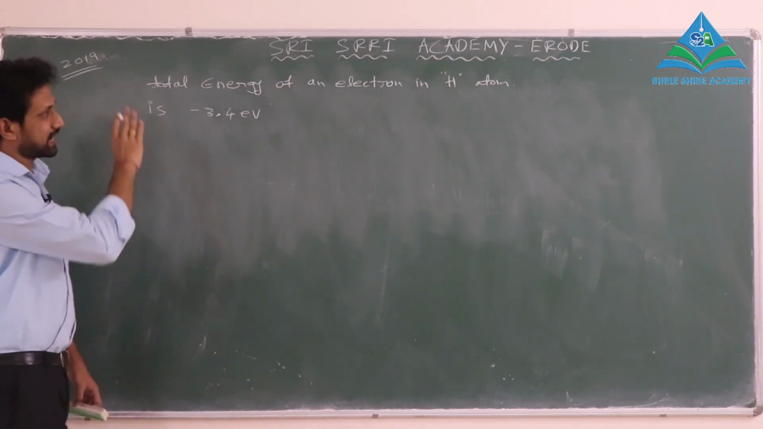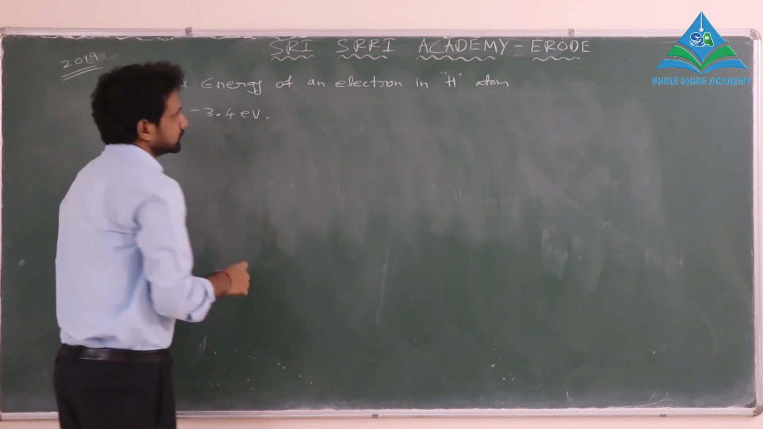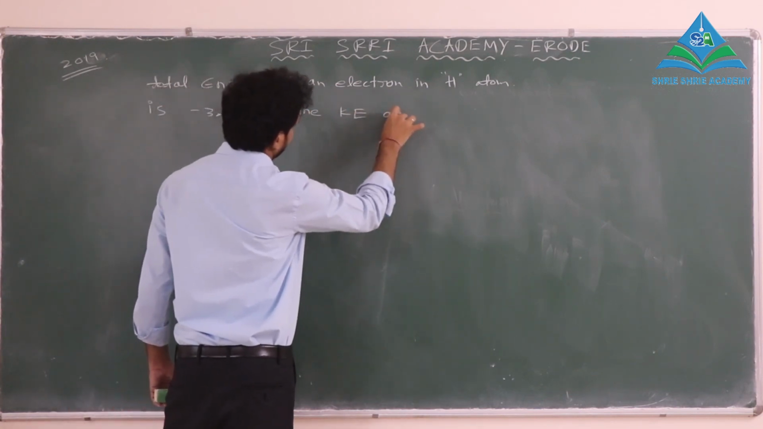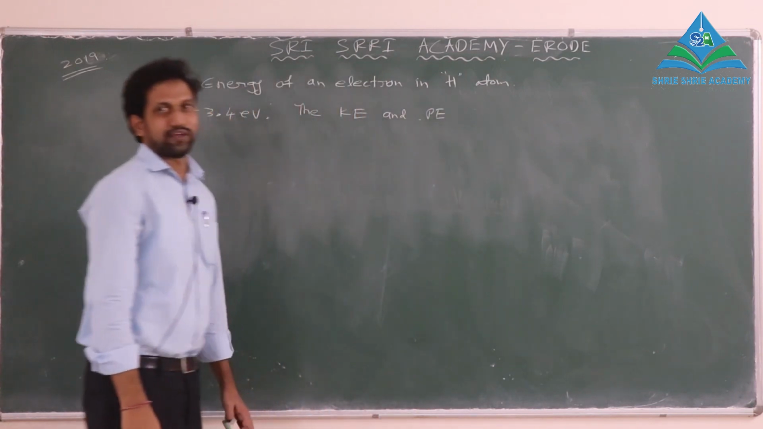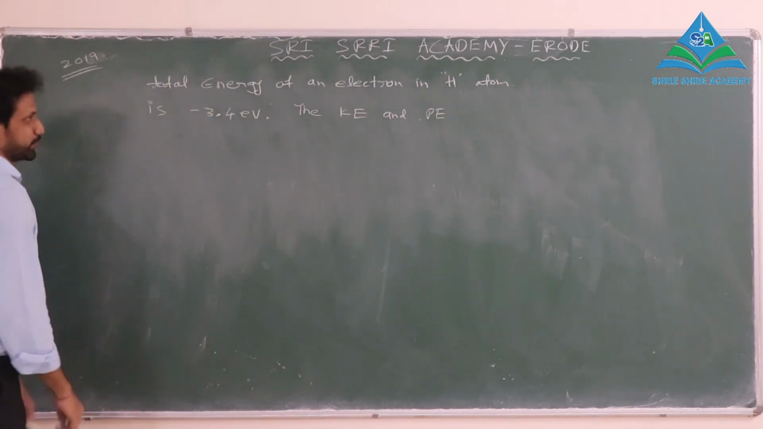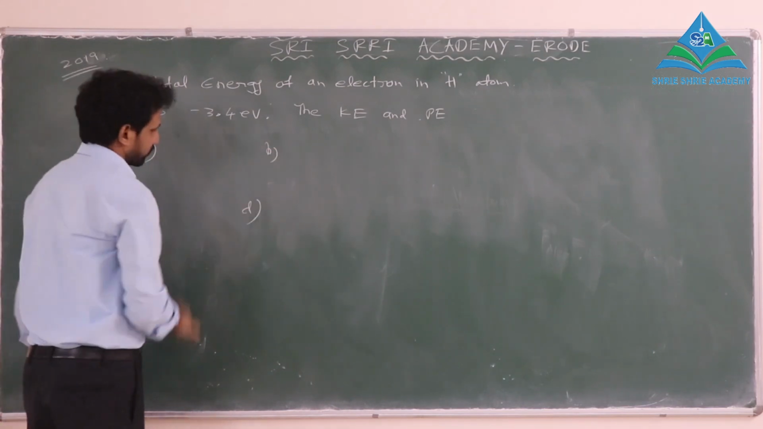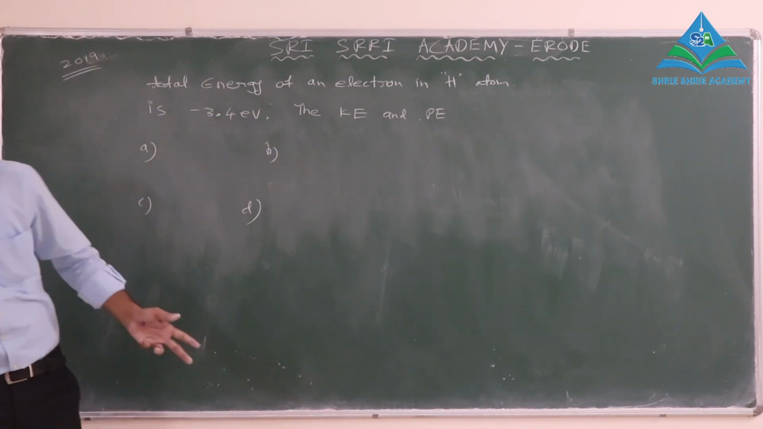Now the question is, then the kinetic energy and potential energy of the electron are respectively. There are 4 options: option A, option B, option C, and option D. So how to solve such problems here? And there are also some shortcuts here.